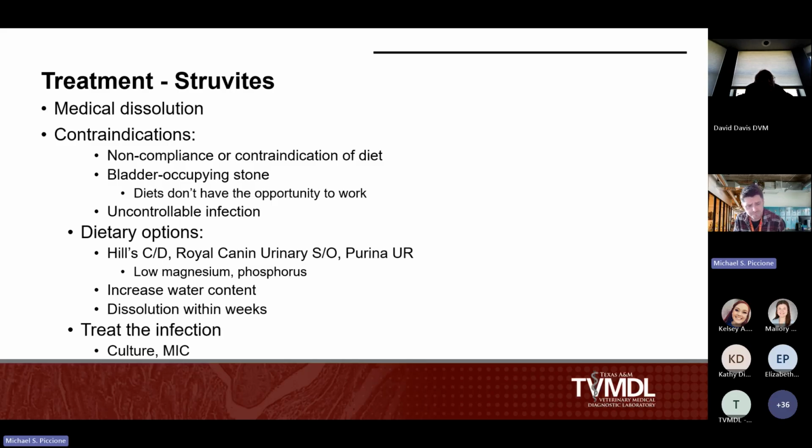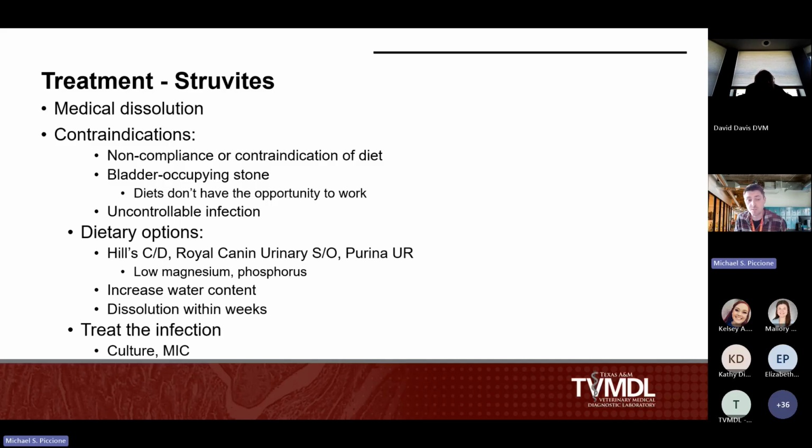Another contraindication is a bladder occupying stone. And this, for me, sometimes takes a hot minute to understand, but essentially, like I talked about a second ago, these diets work by bathing these uroliths in this pH modified urine. So if the urolith is taking up the entire lumen of the bladder, there's no room for these modified pH urines to work. The diet can't do what it needs to do, in which case surgery may be indicated.